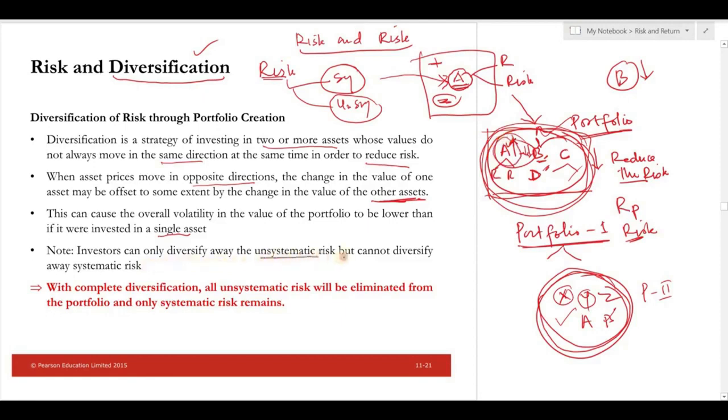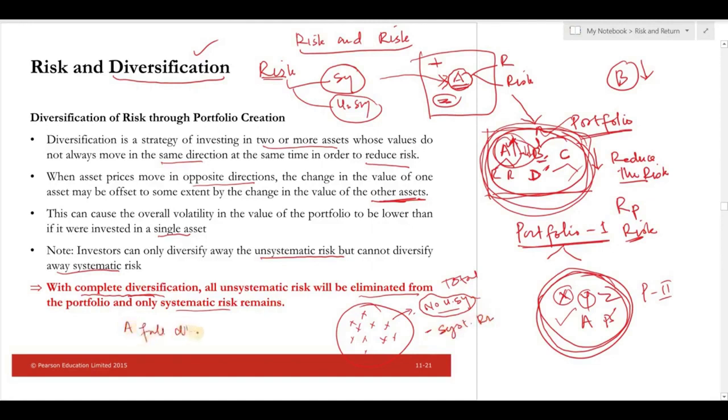Investors can only diversify away the unsystematic risk, but cannot diversify the systematic risk. I already told you, unsystematic risk is diversifiable and systematic is non-diversifiable. So what does complete diversification mean? If we make a portfolio where there is no unsystematic risk, that is called complete diversification. All the unsystematic risk will be eliminated from the portfolio, and only systematic risk will remain. In total risk, we have systematic risk as well as unsystematic risk. If it is a completely diversified portfolio, then there is no unsystematic risk. The only risk is systematic risk. So remember, a fully diversified portfolio has only one risk, and that is the systematic risk.